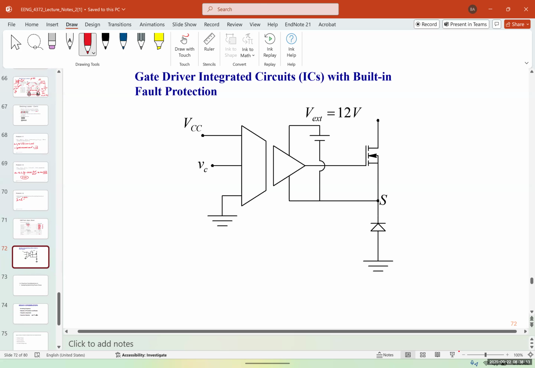And here, these are the internal components of a gate driver integrated circuit with a built-in fault protection system. We have the IGBT, we have the diode, the voltage source for the gate and for the op-amp that controls the transistor. This is just for you to know. It's not going to be on the exam or anything.